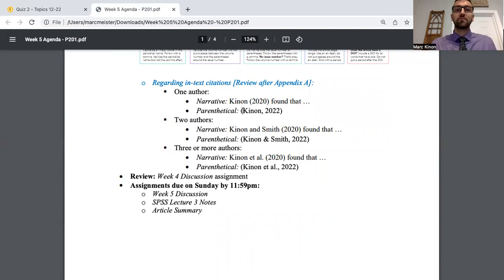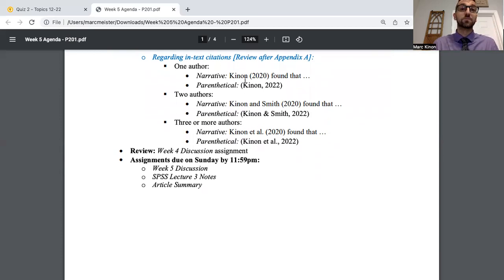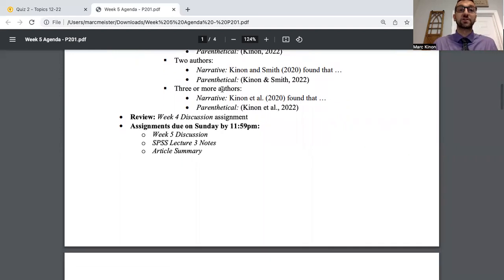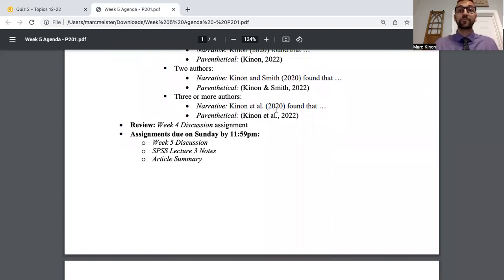Parenthetical means it's in parentheses, Kinnon 2022. Okay, and parenthetical would fit at the end of a sentence or the end of a paragraph that you paraphrase. Okay, so that's just one author. If it's two authors, narrative, you see it's "and," okay? If it's parenthetical, it's the ampersand. Just follow the structure.